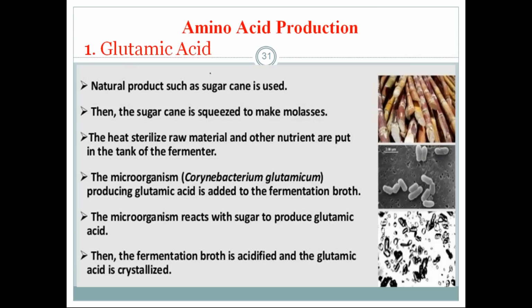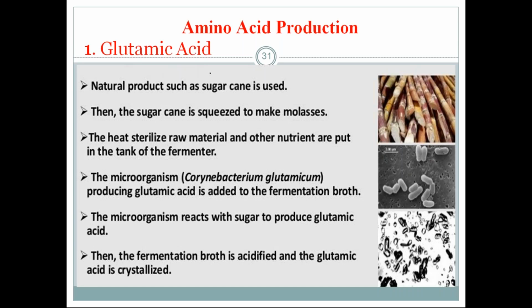Amino acid production. In amino acid production, I choose the important ones which are in the syllabus. First one, glutamic acid. Natural products such as sugarcane are used as a raw material for glutamic acid fermentation. The sugarcane is squeezed to make molasses. The heat sterilized raw material and other nutrients are put in the tank of the fermenter. The microorganism Corynebacterium glutamicum, producing glutamic acid, is added to the fermentation broth. The microorganism reacts with sugar to produce glutamic acid. Then the fermentation broth is acidified and the glutamic acid is crystallized.